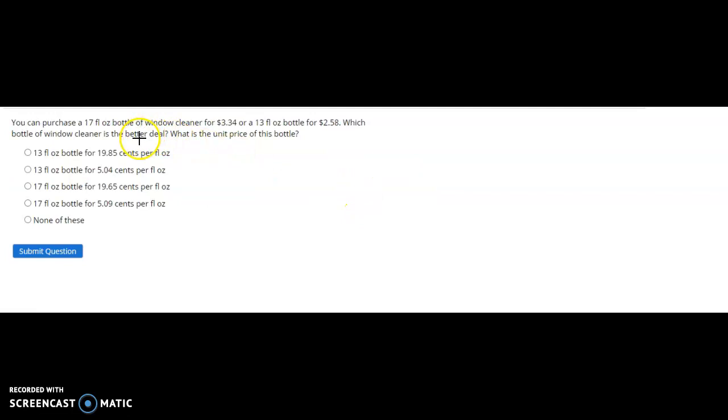Okay, on this one, we are comparing window cleaners. It's so funny. I use this exact concept often when I'm shopping. I used it today. In fact, I was at the store today and I used it to compare two different walnuts. I was looking at a bag of walnuts versus like a packaged walnuts, and I wanted to see which was the better buy.